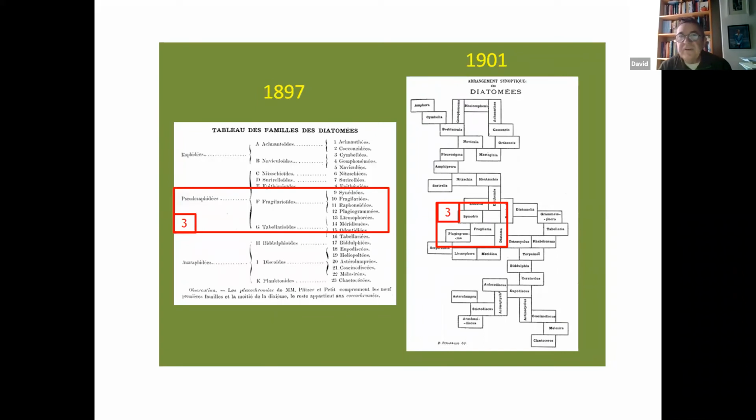Let's go back even further then to 1897. I've totally forgotten who did this one in 1897. I think that's, sorry, it's gone out of my mind. But nevertheless, that's a classification. Node 3 is still in there. Here's a 1901 version. Difficult to try and work out what they mean by this set of boxes. I think this was Paragallo, but node 3 is in there.